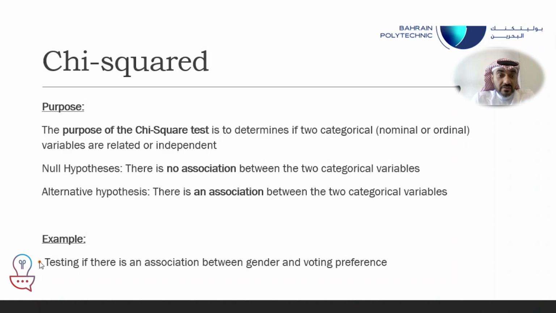For example, if you would like to test if there is an association or relationship between gender and voting preference. So here you can see, I don't know if you have experience in doing analysis for categorical data. What do I mean by categorical data? This type of data, you actually get as categories. They are not numerical.